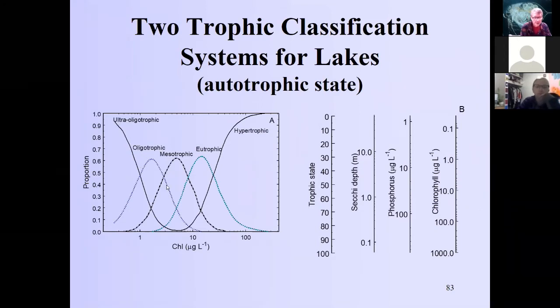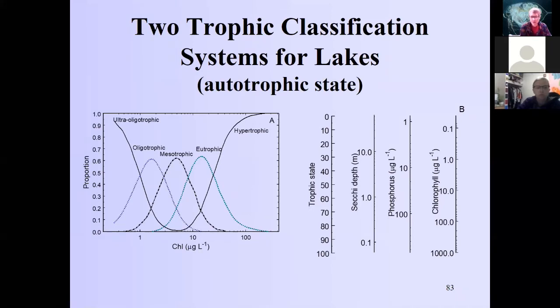We can see that these are probability distributions, that if you have chlorophyll at 10, you might be in a system that's lowly hypertrophic, but you're more likely to be in a eutrophic or a mesotrophic system. But because of the variability over years and such, these are not like solid bins or categories.